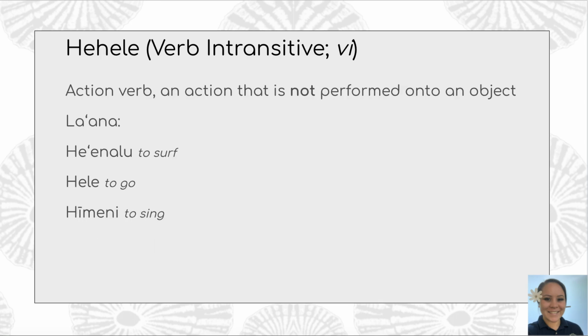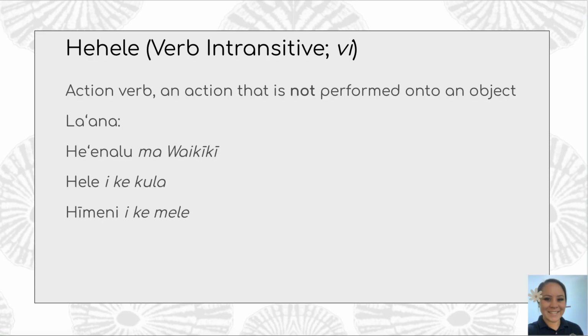And then we have hehele or verb intransitive or VI. Again, another action verb, but an action that is not performed onto an object. Yeah, not performed onto an object. So, an action that you do on your own or the person does. For example, he'e nalu or to surf, hele or to go, or himeni to sing. One way to remember this is the word hele within the word hehele. Yeah, again, to go.